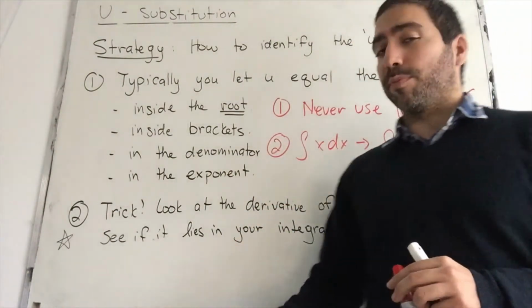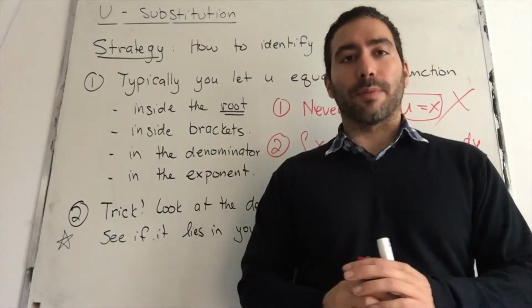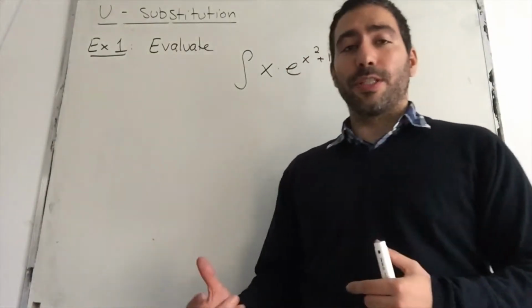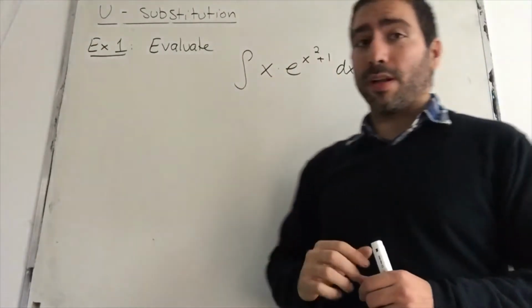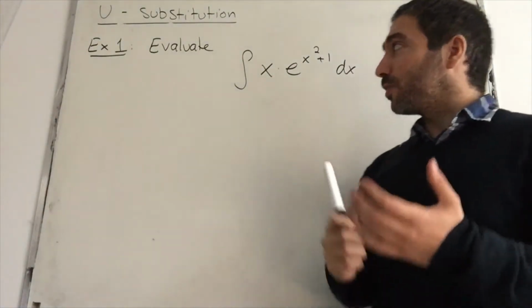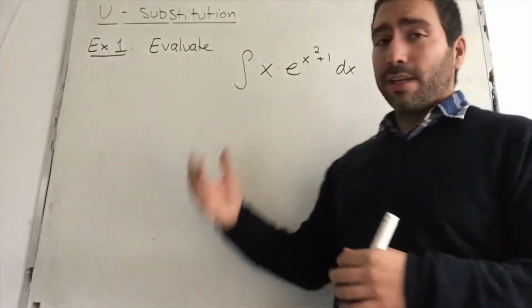So let's go ahead and apply our strategy and look at a couple of examples. Let's take a look at our first example over here. It says to evaluate the integral of x times e to the x squared plus 1 dx. How do we solve this? This looks very intimidating.